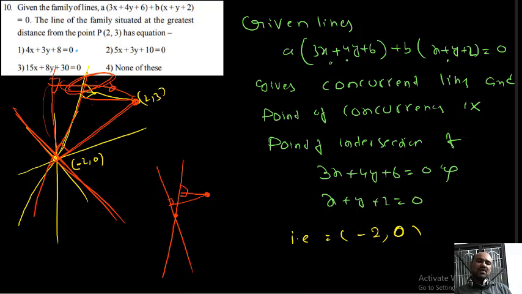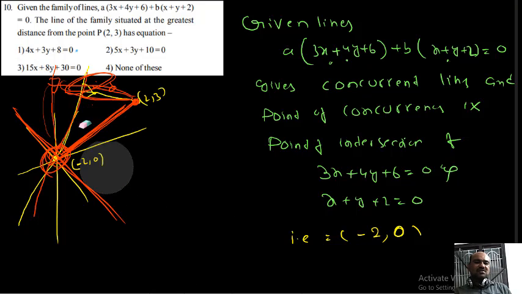Observe, if this is perpendicular at the point of concurrency to the segment joining it with (2, 3), this distance is the greatest. Among all, this is greatest. What is the meaning of that? The required line is passing through the point of concurrency and is also perpendicular to the line segment joining the point of concurrency and the given point. I hope you understood.